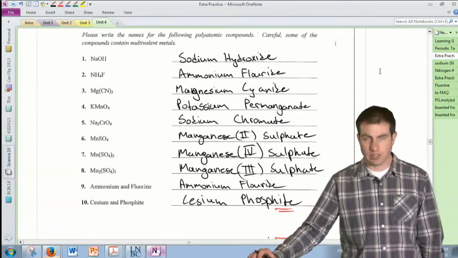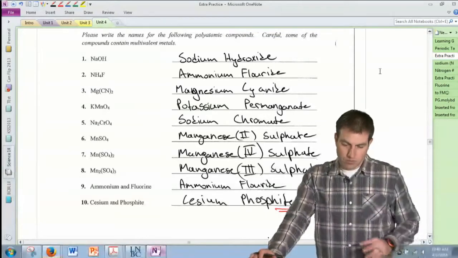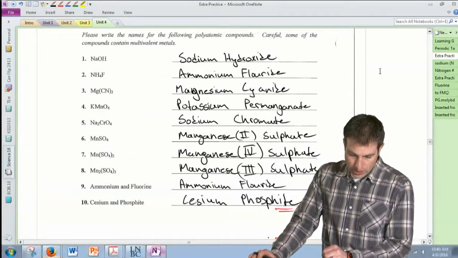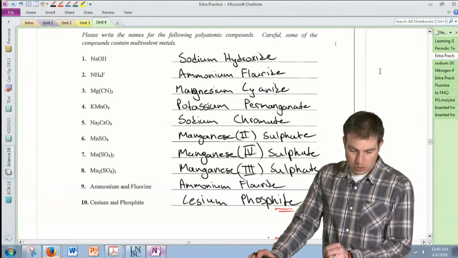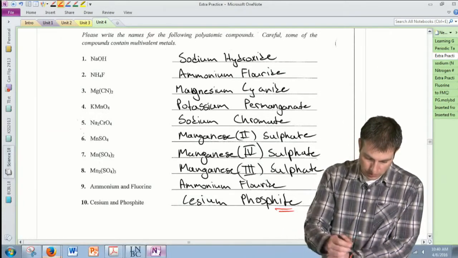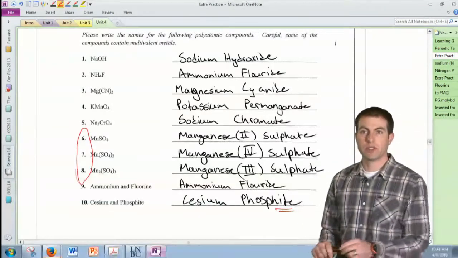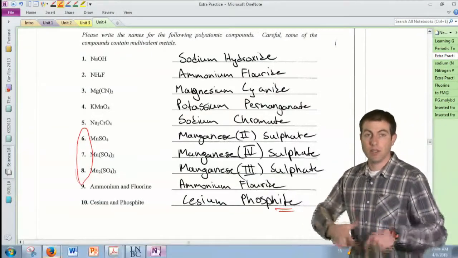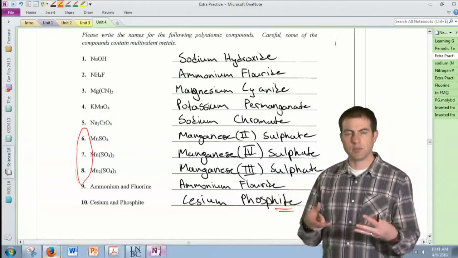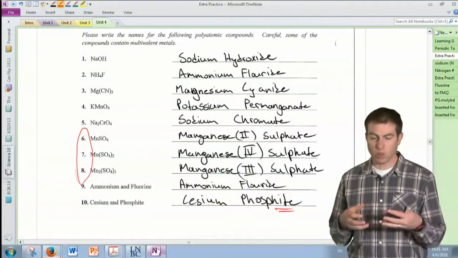I named this next group, hoping that you made it this far. I won't really say too much about it. I don't think anything was super duper tricky. I guess these middle ones, 6, 7, and 8, this is the first time you've seen a multivalent metal with a polyatomic ion. So we're taking two of the ideas and putting them together. We hold the same rules when they're separate and together.